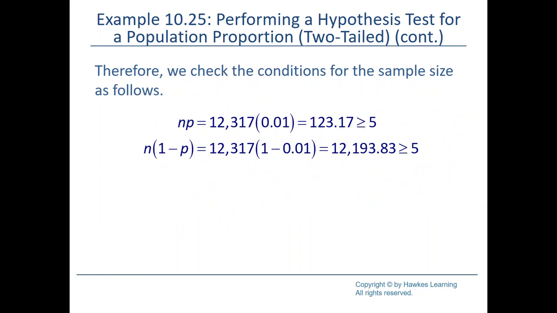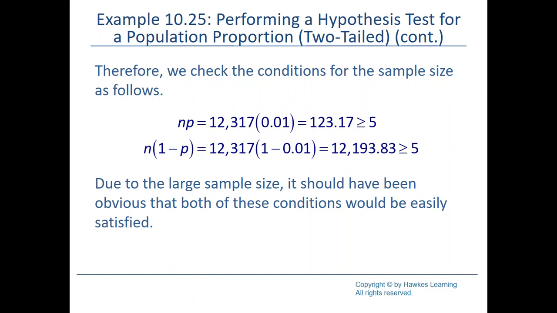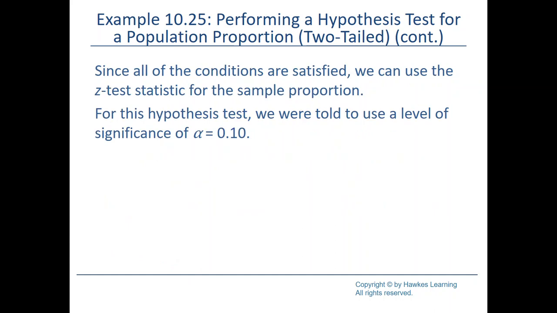To make sure the conditions are met, I'm going to say N times P, and then I'm also going to say my N times 1 minus P. If either one of these numbers is less than or equal to 5, we cannot run this. Now, due to the large sample size here, it is obvious that both of these conditions are easily satisfied, which is awesome. So that does mean that we can use a Z test statistic. And we also are going to make note that our alpha for this was 0.1 or 10%.